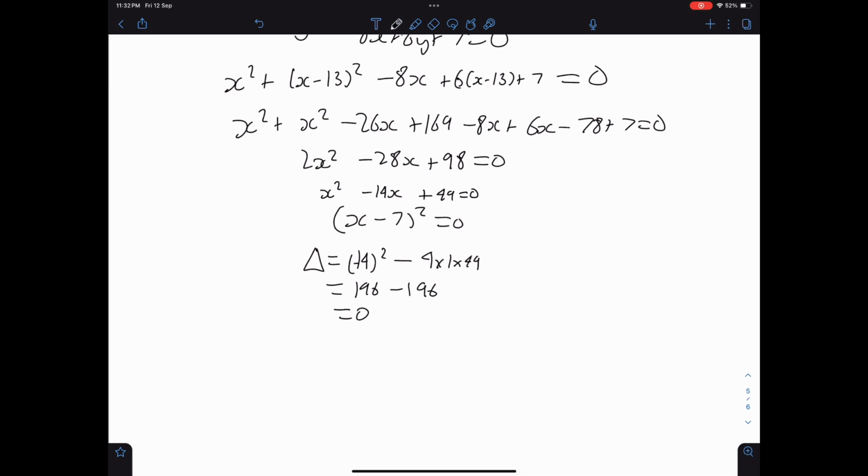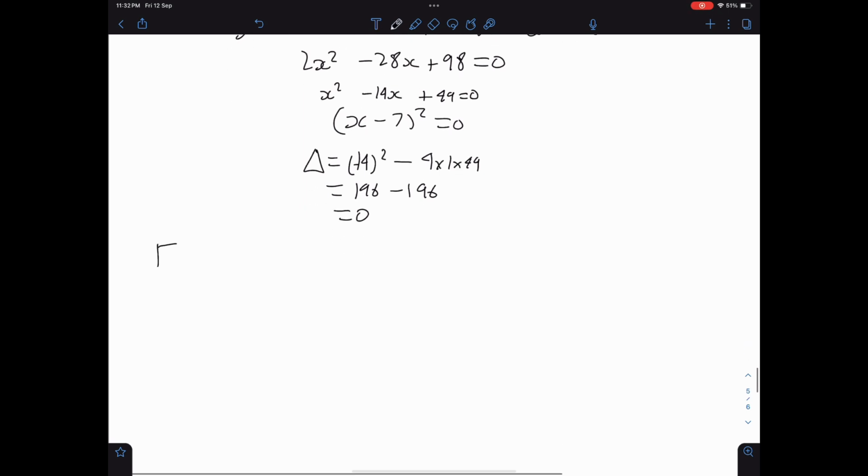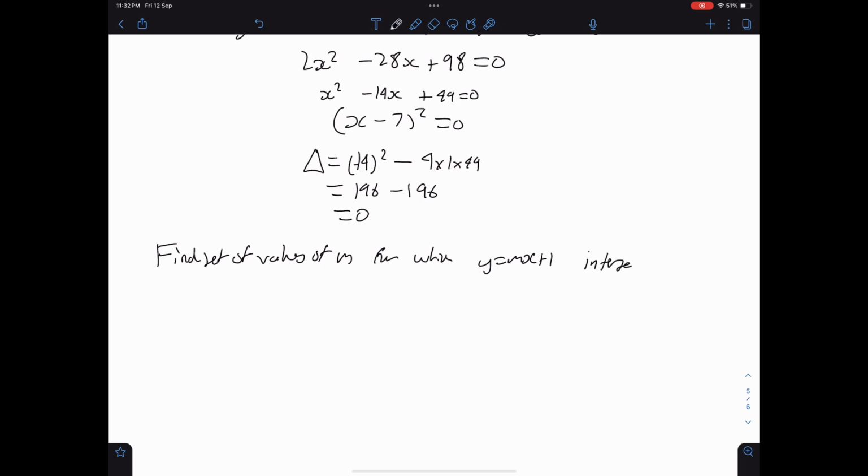But another question type that you should for sure know how to do is: find the set of values of m for which y equals mx plus 1 intersects x minus 7 squared plus y minus 5 squared equals 20 at 2 points.